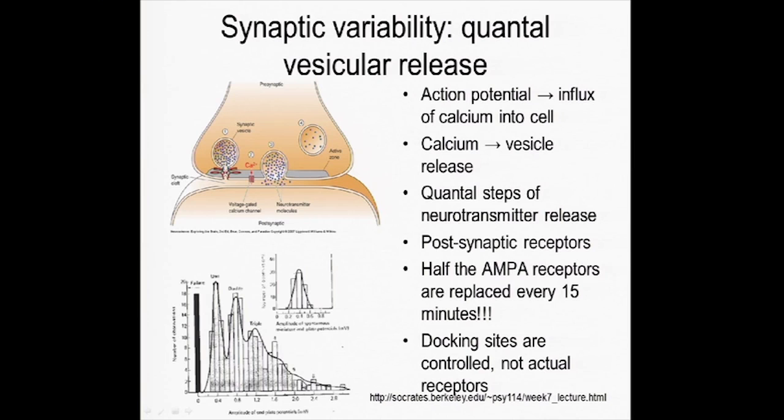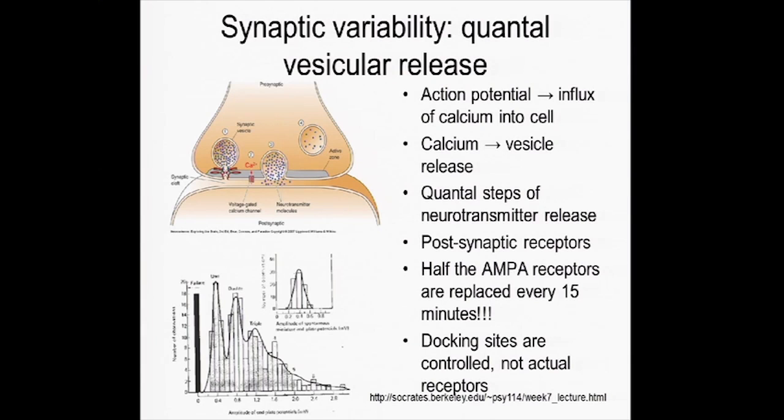So by looking at the size of the postsynaptic response, you can almost identify how many synaptic vesicles were released. It turns out the number of synaptic vesicles released for a single action potential at a single synapse is really pretty small. There's usually only 1 or 2 or 3. Most probabilistically are single vesicular releases.